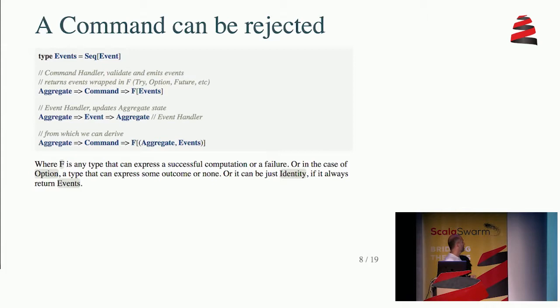And of course, having those two functions, I can also derive the next one, which is exactly the same as the one before, but my tuple now is wrapped in an F.